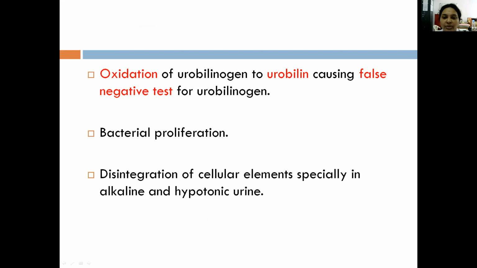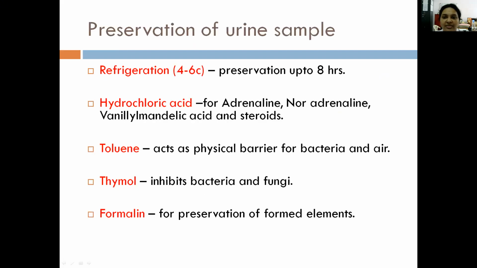So these are all the changes which occur if the urine examination has not been done within 2 hours of collection. If you are not able to do the urine examination within 2 hours, then what you have to do? You have to preserve the urine sample. What are the methods of preservation? Here comes the answer. Refrigeration at 4 to 6 degrees Celsius, in which the preservation can be done up to 8 hours.